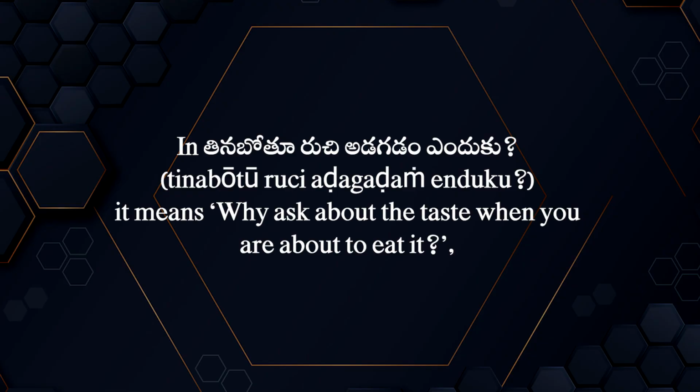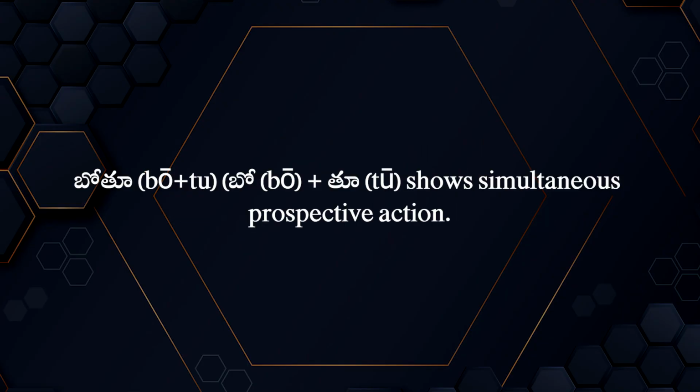Next one, తినబోతూ రుచి అడగడం ఎందుకు? It means why ask about the taste when you are about to eat it? Here both show simultaneous prospective action. Thus, bo indicates immediacy, intention or imminence, combining with the infinitive and various suffixes to express actions about to occur.